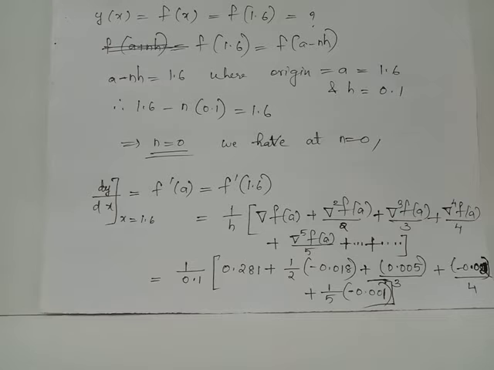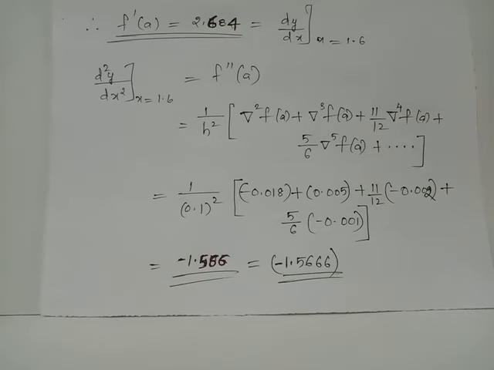We have at n equals 0, dy by dx or f dash of a equals 1 by h times del f of a plus del square f of a by 2 plus del cube f of a by 3 plus del raised to 4 f of a by 4 plus del raised to 5 f of a by 5 plus etc. Giving the specific values, we will obtain f dash of a equals 2.684 approximately.